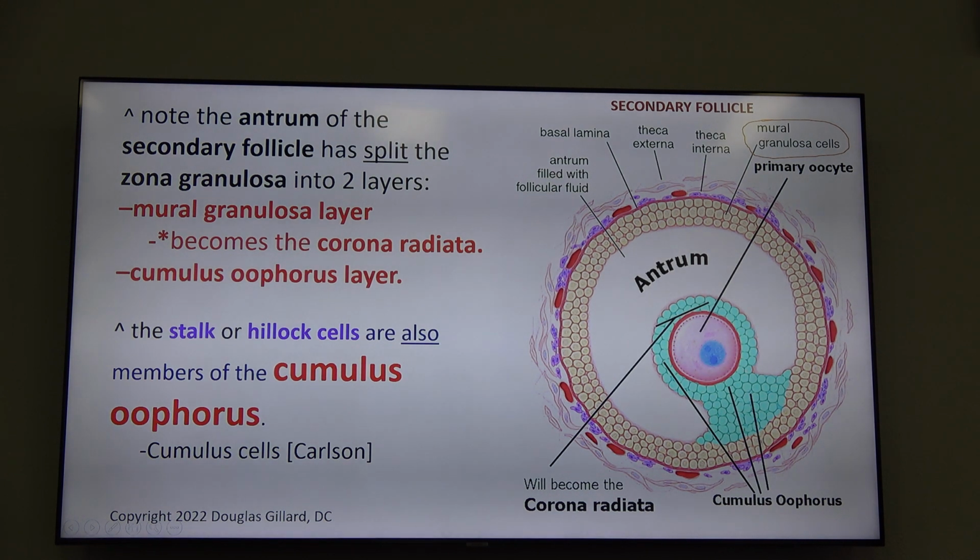All right, and then these are the mural granulosa cells. They're still the granulosa. I mean, these are all granulosa cells. They just got new names because they're in a new territory now. Are we good? Good as possible?